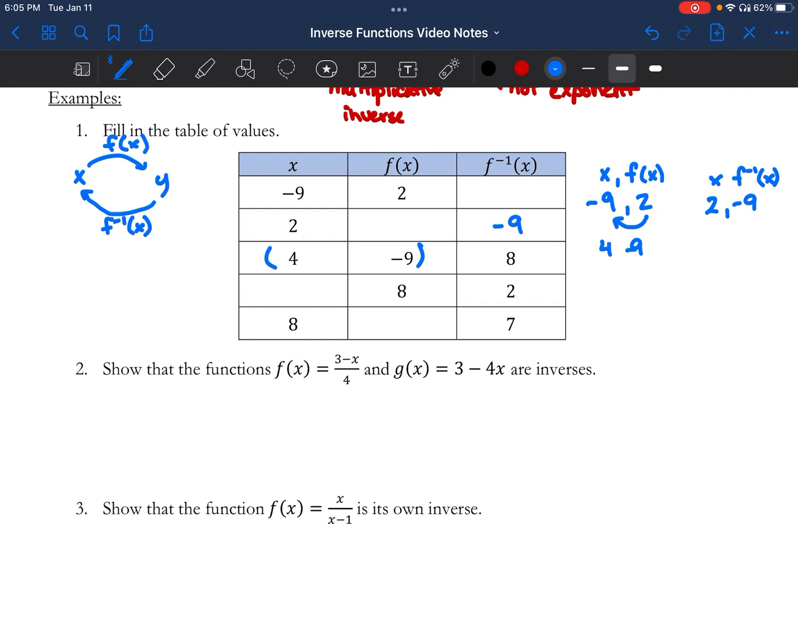So what that means is the inverse is going to undo this. So it's going to take in the -9 and spit out a 4. So that means here where x is -9, f inverse's value is going to be 4.